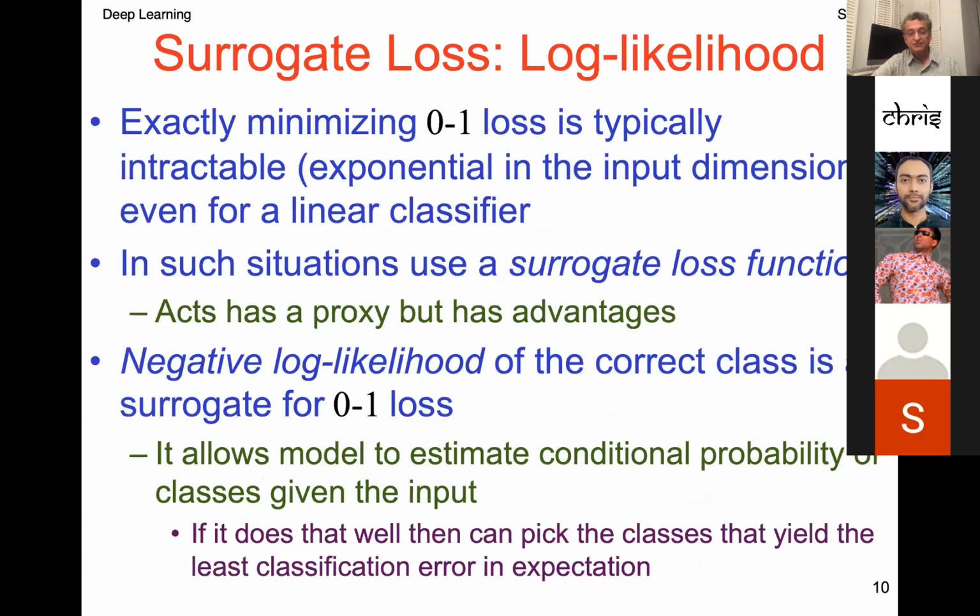So we use a surrogate loss function, which is what I've been talking about. Exactly minimizing 0-1 loss is typically intractable, exponential in the input dimension, even for a linear classifier. So in such situations, we use a surrogate loss function, which acts as a proxy, but has advantages. Negative log likelihood of the correct class is a surrogate for 0-1 loss. Instead of 0-1 loss, where if you classified it correctly, it's a zero loss, and if you classified it wrongly, it is a loss of 1, you made a mistake, and you would simply count it up. That is how we measure the performance. That is one type of loss function, which is intractable because there is no way of approaching the parameters that is going to minimize that. Instead, we state it probabilistically and it allows the model to estimate conditional probabilities of classes given the input. So that's a surrogate loss function.